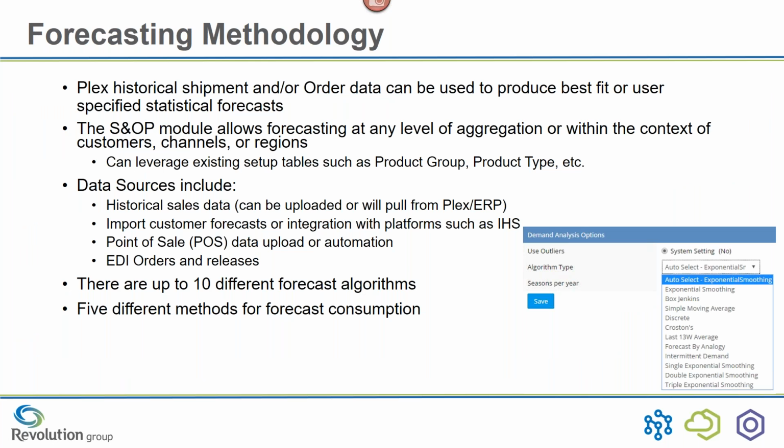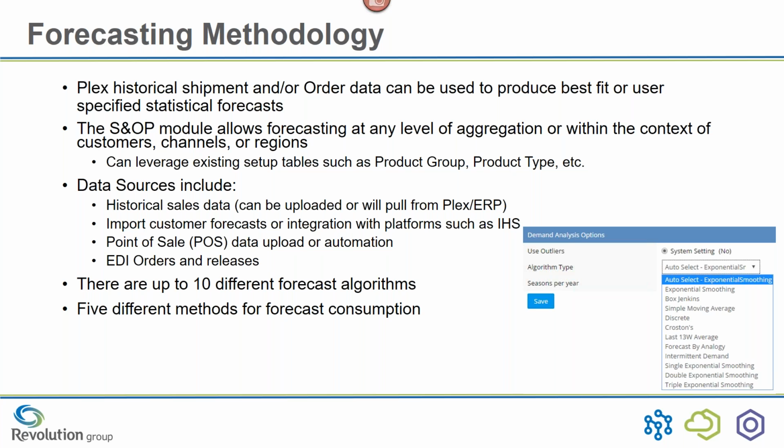As far as the methodology for forecasting, it will actually use your customer shipping history and your order data from Plex and make a best fit forecast algorithm, or you can tell it which type of algorithm to use for your statistical forecast. So as I mentioned, for the S&OP module, you can forecast at any level and any way, and it will leverage the tables that we have set up in Plex, such as product groups or part types, however you want to do that.